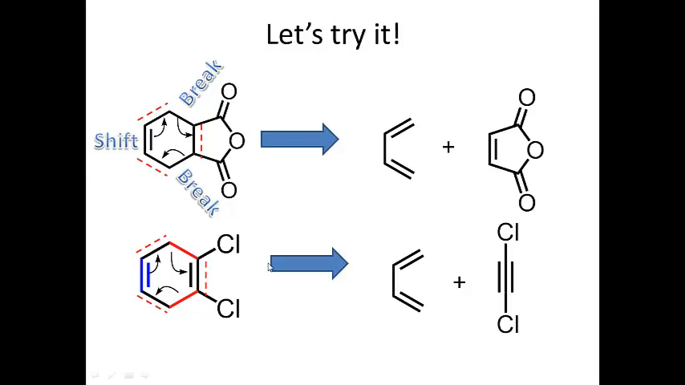Hopefully it is. Here again you see I shift this here to make this pi bond. I take this bond and I break it and shift those electrons here to make this pi bond, and then I take this bond, this sigma bond, and I break it and I shift those electrons here to make the pi bond here. So notice I started with an alkyne. Alright, so an alkyne is my dienophile, this is my diene.